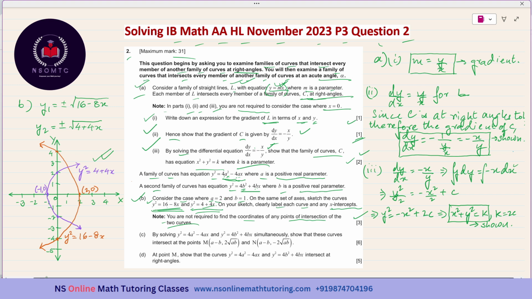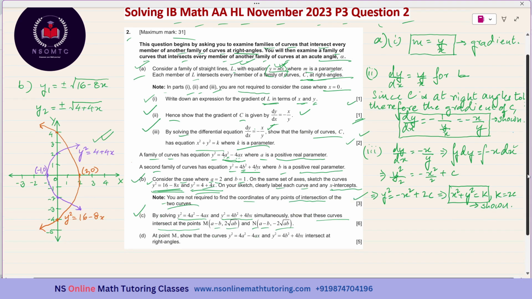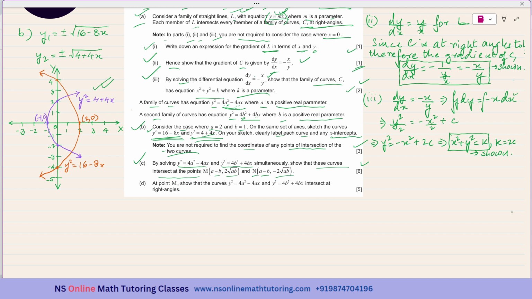Coming to the subpart C. By solving y square equal to 4a square minus 4ax and y square equal to 4b square plus 4bx simultaneously, show that these curves intersect at the points M with x coordinate a minus b and the y coordinate as 2 times root ab, and another point N with the x coordinate as a minus b and the y coordinate as negative 2 times root ab. It is containing 6 marks. So subpart C.